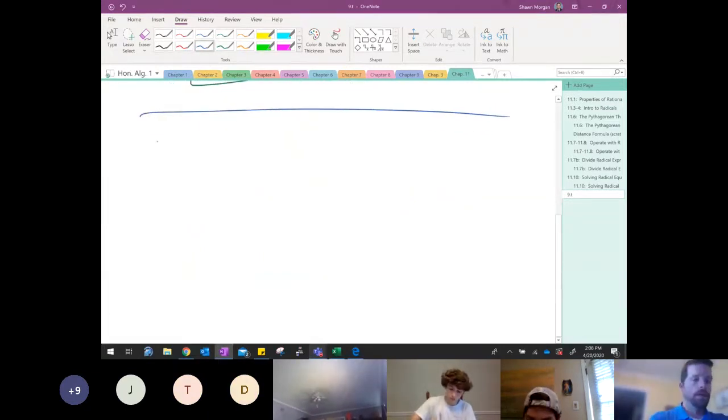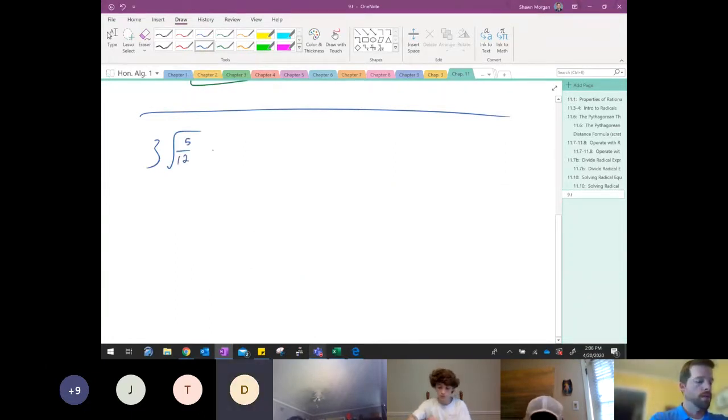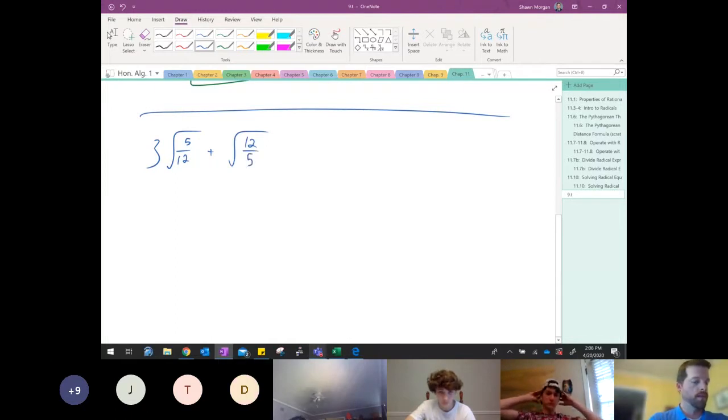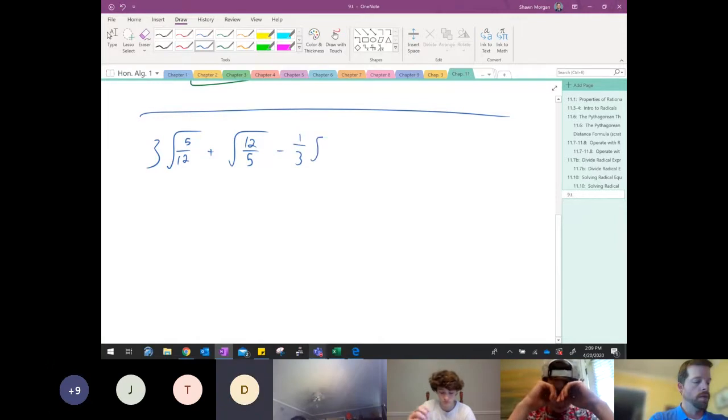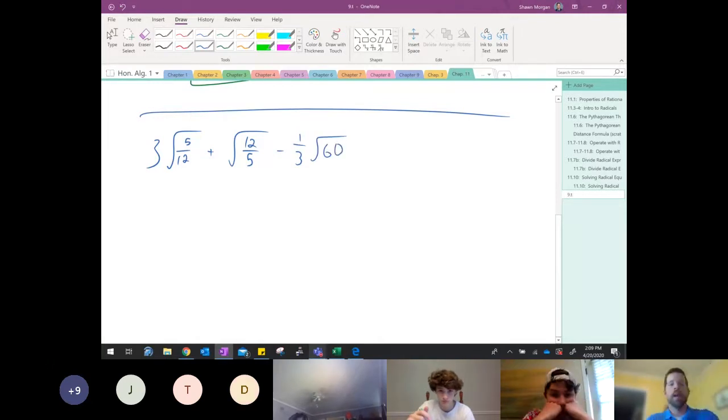3 and then square root of 5/12. Square root of 12/5. Look at them getting cute with the reciprocals there. Minus 1/3 radical 60. All right, so we can just start pulling these apart. Okay, just take one piece at a time. So we got a coefficient of 3. We got radical 5 over radical 12.